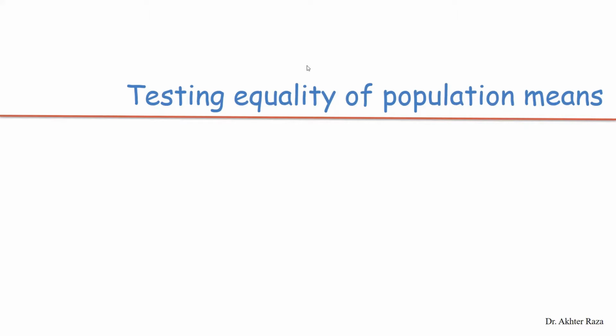So our null hypothesis will be H naught: the population mean for girls, or the mean marks for girls, is equal to the mean marks for boys in the class, with the alternate hypothesis that these are not equal.